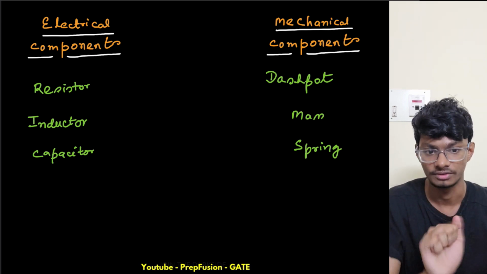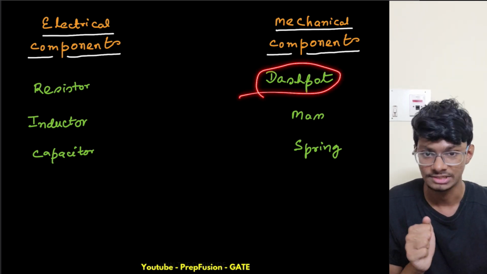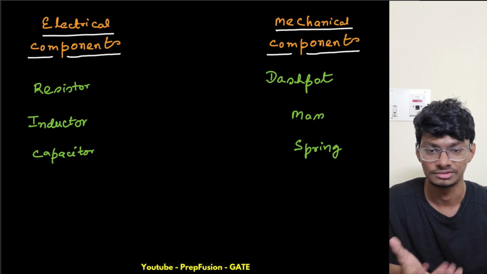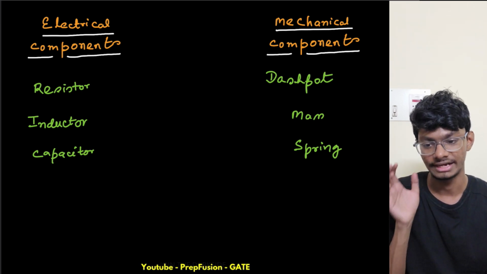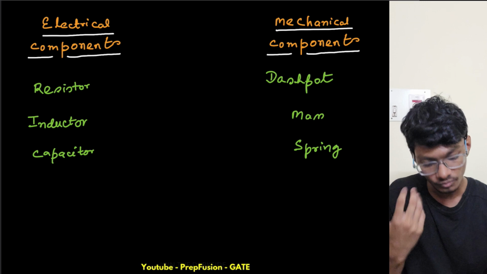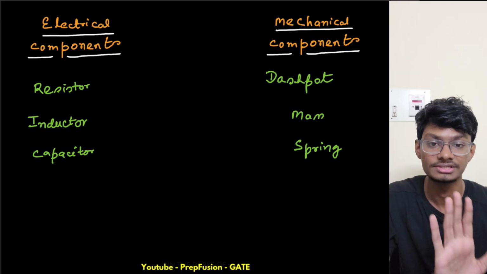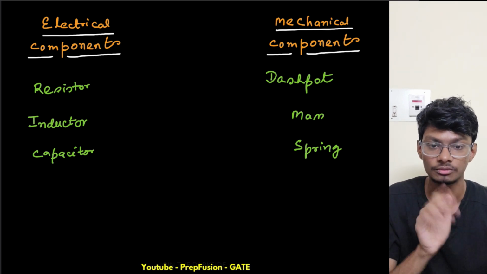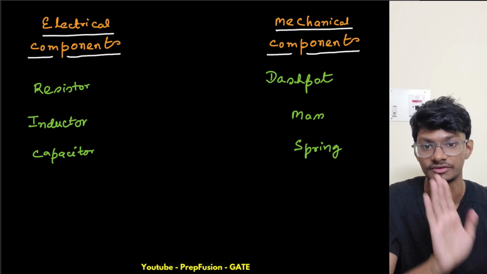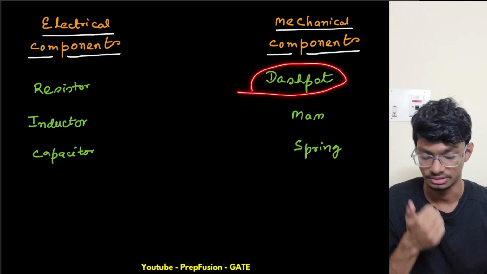It opposes the flow of current. And what is a dashpot? If you have heard the name, that is good. If you haven't, a dashpot does the same thing. It resists the change in position. It resists the change in velocity. So this is what a dashpot is.